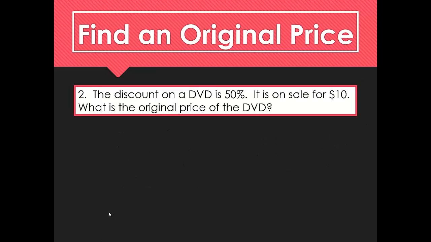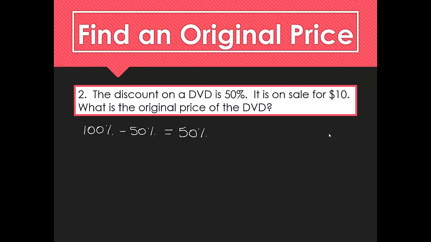Next we're going to find an original price. So for number 2, the discount on a DVD is 50%. It is on sale for $10. What is the original price of the DVD? If we're paying the original price, we're paying 100% of the price. If our discount is 50%, we can subtract the 50% from 100% to find out that we're going to pay 50% of the original price.